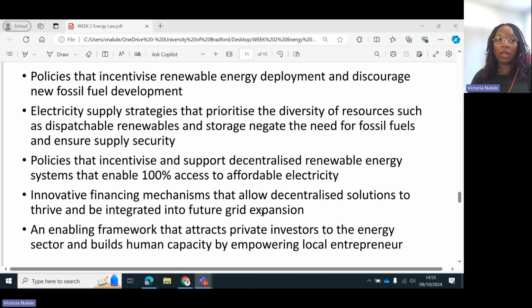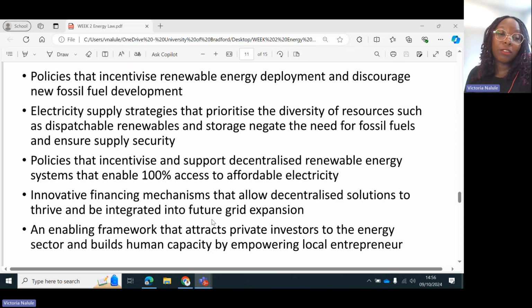Otherwise, if you keep prioritizing renewable energy, but then the final outcome is very expensive for the final consumers, then you are not solving the challenge of energy access or energy poverty. Because with energy access or energy poverty, besides the people having access to that energy, it has to be sustainable, it has to be reliable, and then most importantly, it has to be affordable.